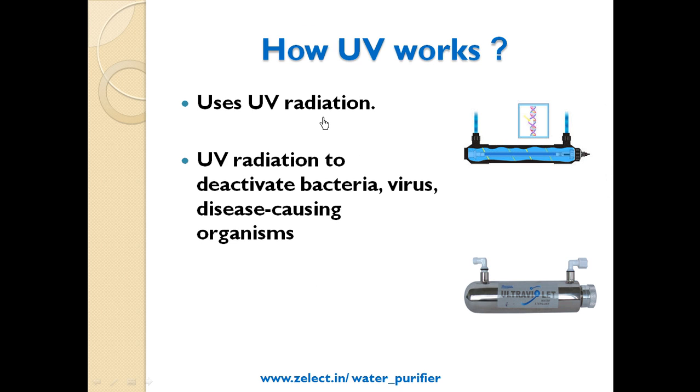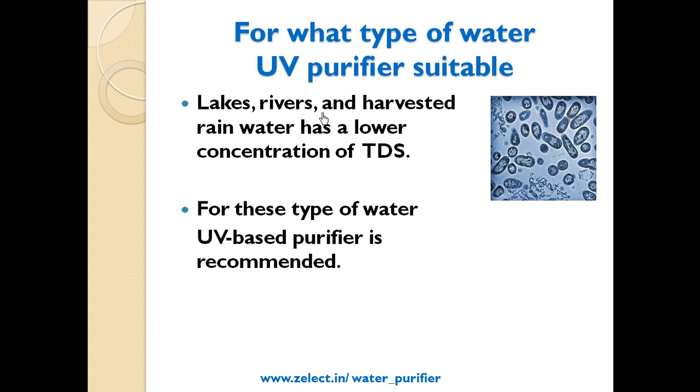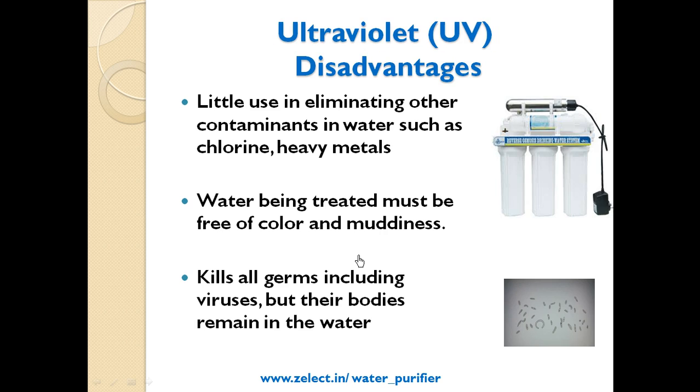Let's see how UV works. It uses UV radiation to deactivate bacteria, viruses, and disease causing organisms. For what type of water is a UV purifier suitable? It is especially suitable for lake or river water and harvested rainwater because it has a lower concentration of TDS. For these types of water, a UV purifier is best recommended.